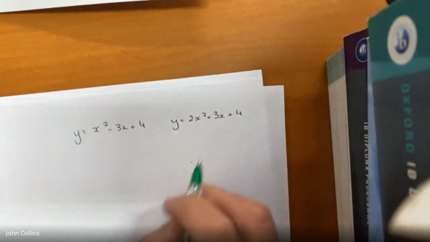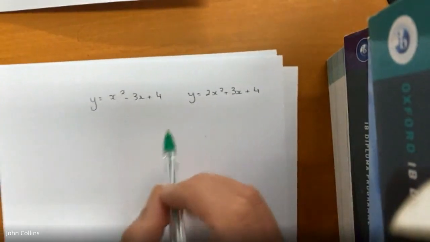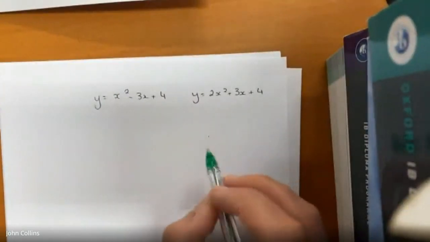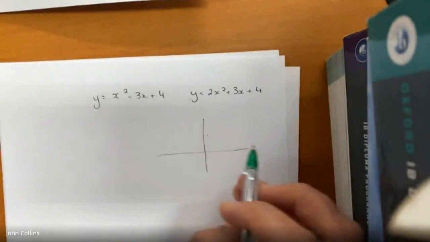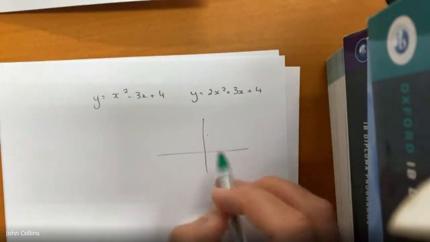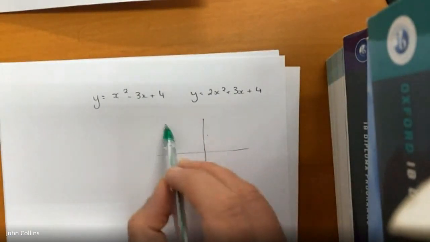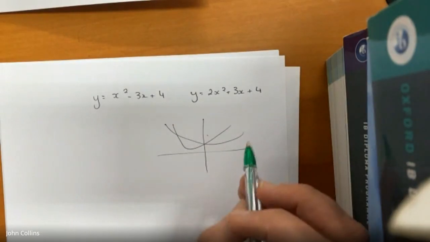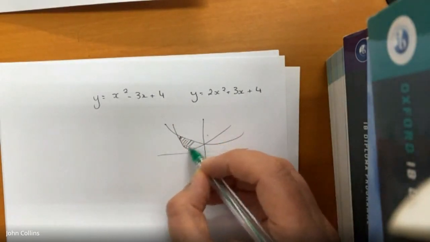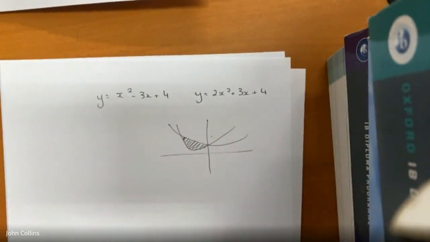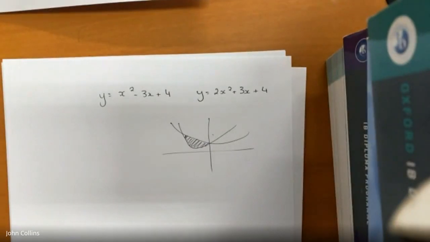Plus 4. So without knowing exactly what they look like, if I were to draw a sketch, they're two quadratics. So one is just going to dip below the other. So it's going to be something like that. And we're going to look for this area here. And that's what this question is all about.